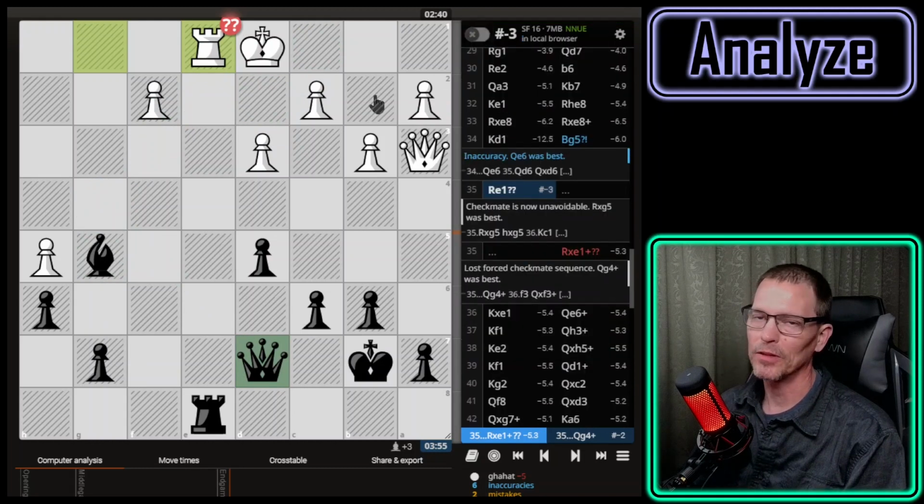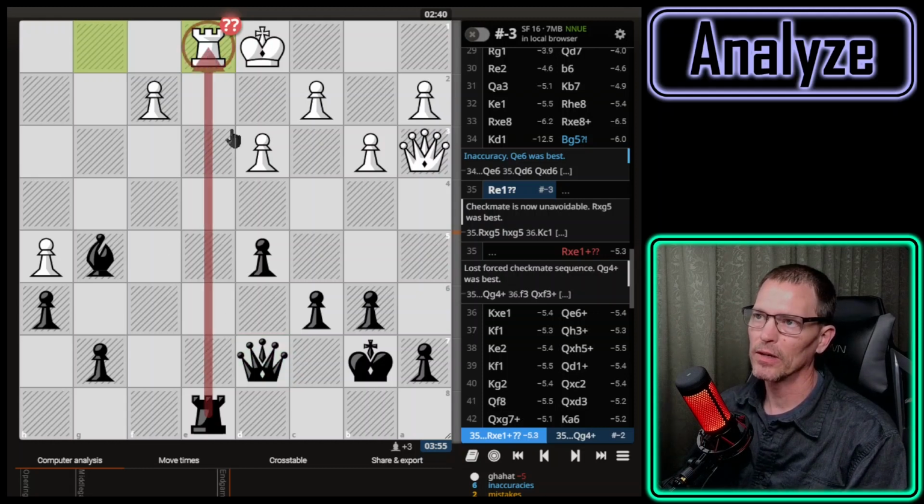Obviously, in a puzzle, you don't have the engine running, you don't have the move list here, and you don't have the blunder symbol, but you can assume that the opponent's last move was a blunder. And in puzzles, I would look for checks first, and one check is here. The only other check that I can think of is this one.